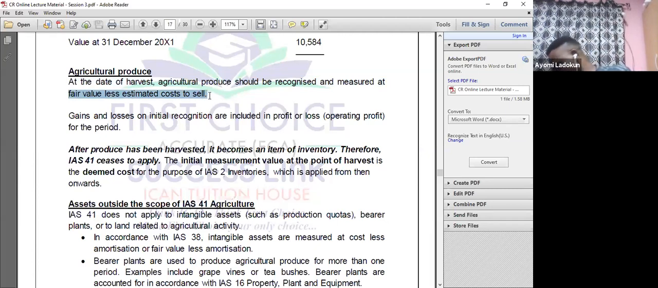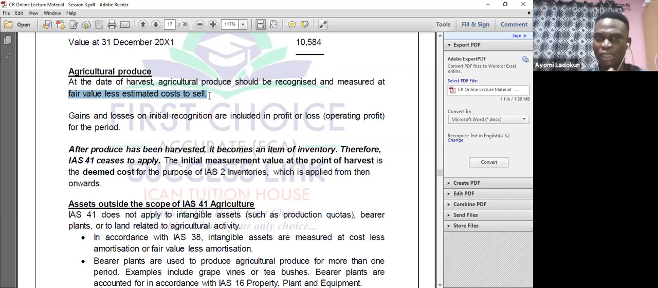In case you have not been listening, please put me on loudspeaker and listen to me. It's very simple, but I needed to show you how IAS 2 is coming on board. Then later on, I will show you how IAS 38 and IAS 16 are also coming on board. They are having interface with IAS 41.